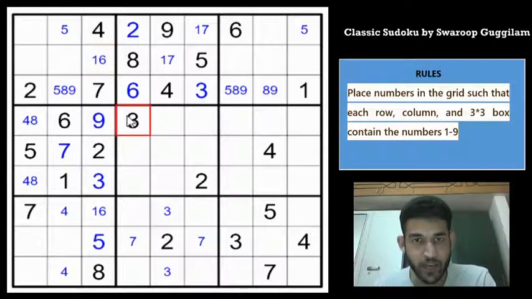Okay, there is a 3 in row 4 and row 6 and 3 in column 7, which means we can place the 3 in row 5.